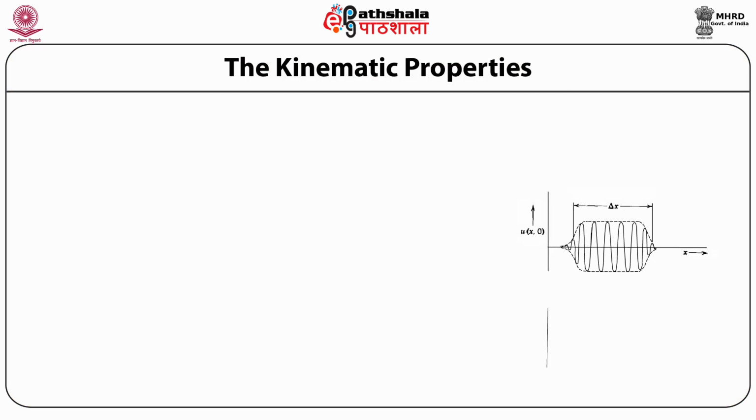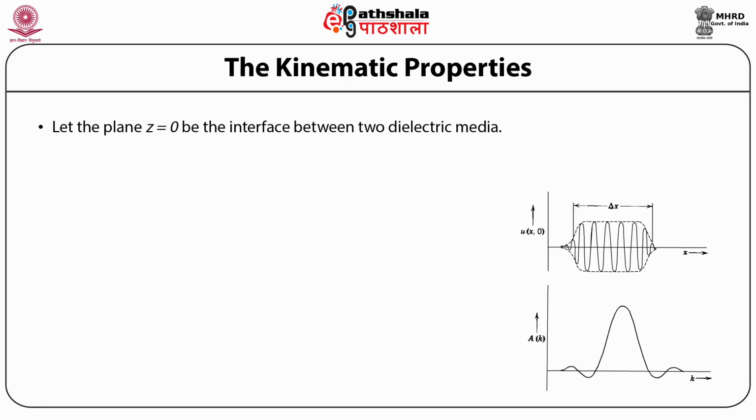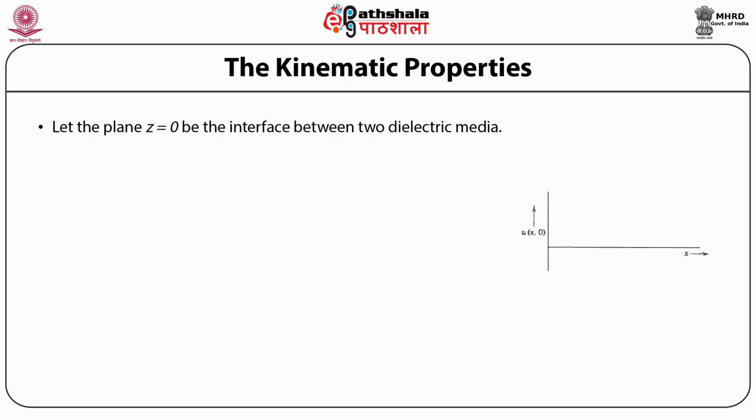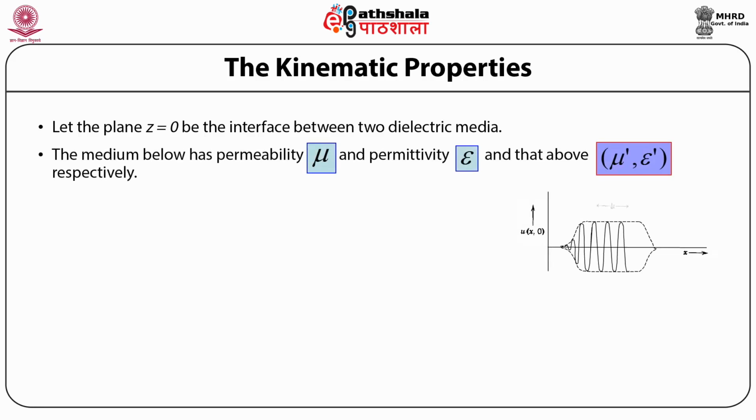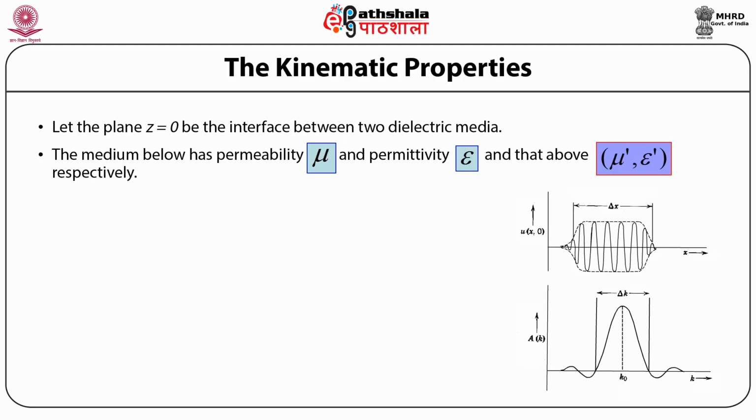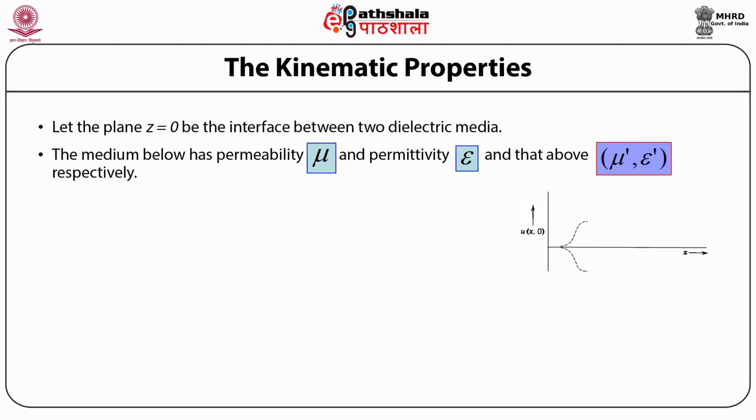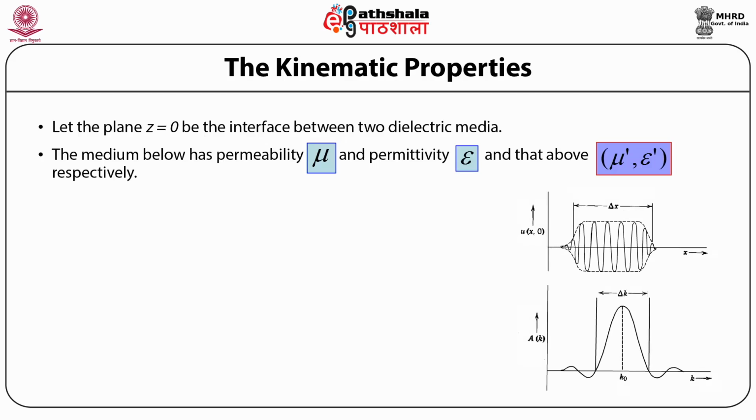Kinematic properties. Now let us consider two dielectric media having an interface along the plane z equal to 0. The medium below this plane is denoted by magnetic permeability mu and electric permittivity epsilon, and the medium above the plane z equal to 0 is denoted by magnetic permeability mu prime and electric permittivity epsilon prime respectively.